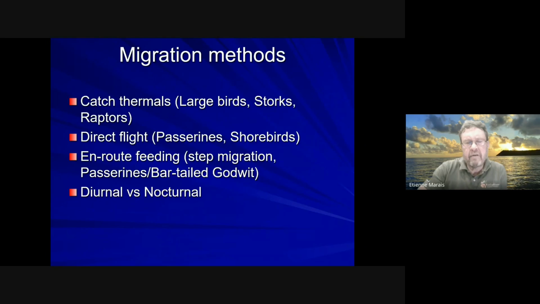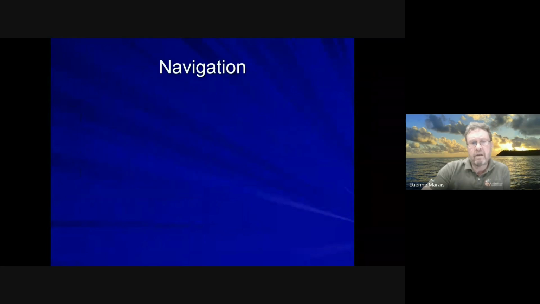We have very different methods of moving over vast distances, whether birds are large or small. You have birds that catch thermals, like your raptors, like the honey buzzards we saw earlier, and then we have direct flight from passerines and shorebirds. And then we have some birds which do step migration. In other words, they fly to a particular area, then they feed a bit, then they move on. And then diurnal versus nocturnal: most of our small passerines, I think, migrate at night, usually in groups. They migrate collectively.